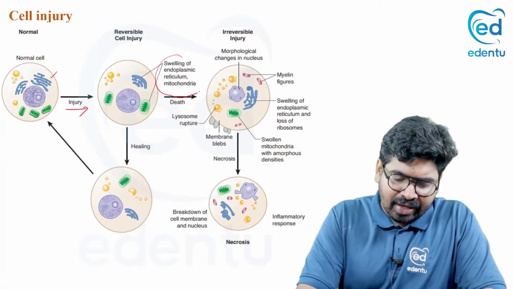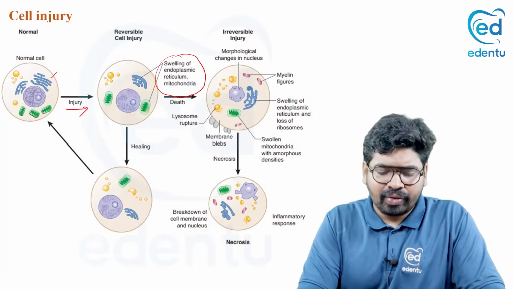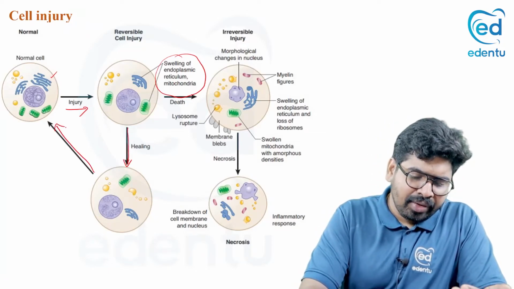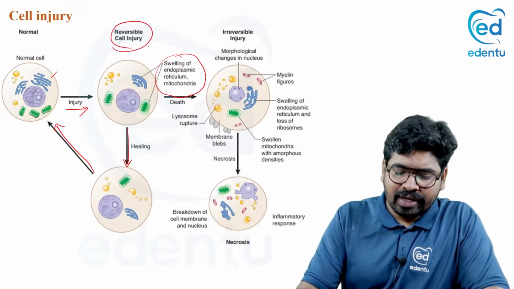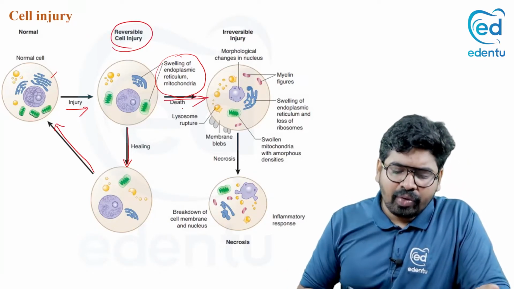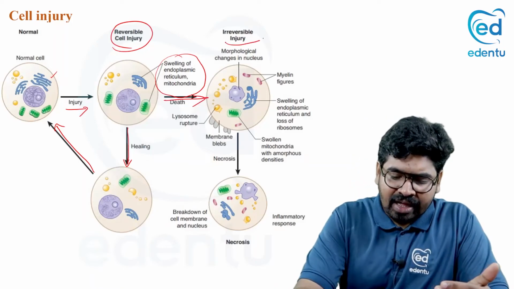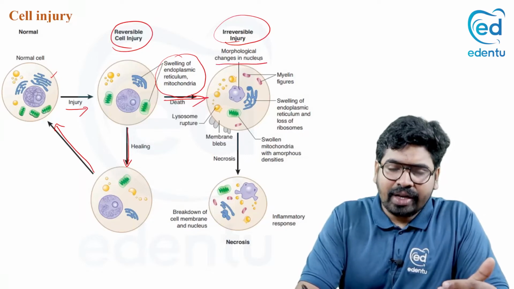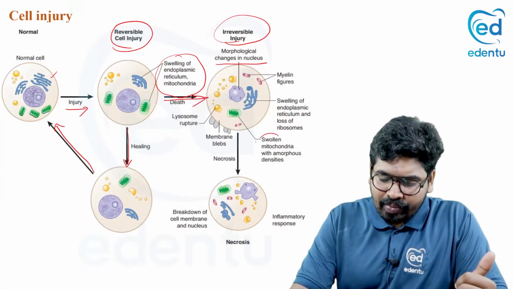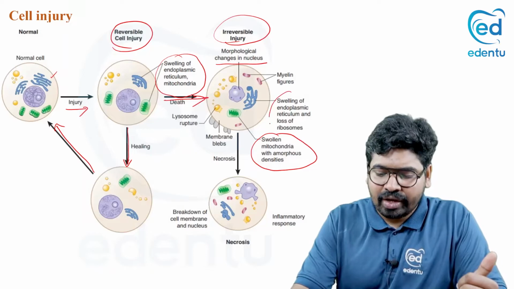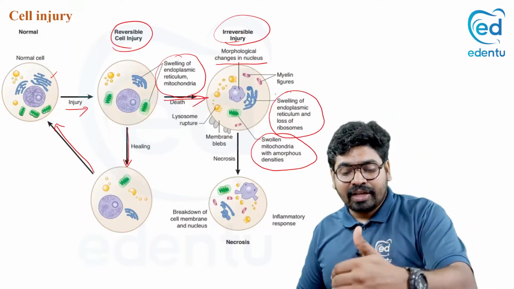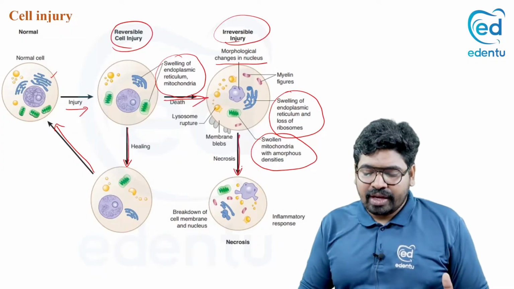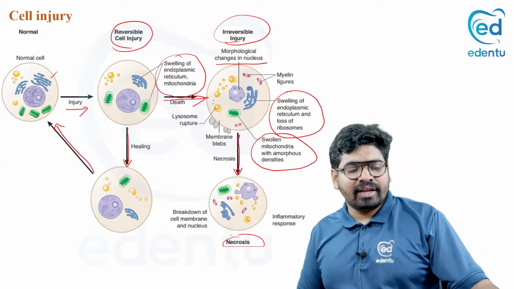There is a swelling of the endoplasmic reticulum and the mitochondria, and so far it can heal. It can come back to the normal stage. So that is called reversible cell injury. But if we keep giving more and more stimulus, there is irreversible cell injury. There are changes in the nucleus. The nucleus will change. Many irreversible changes occur in the cells. We will see what irreversible changes occur, and in the end there is necrosis and the cell is dead. There is cell death.